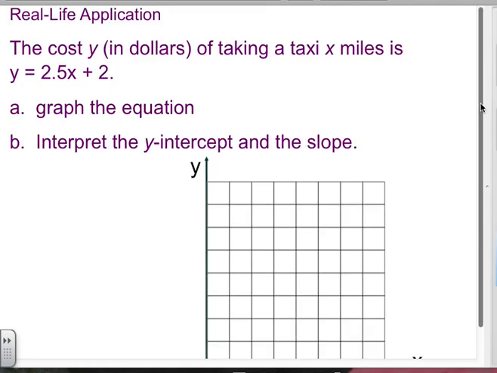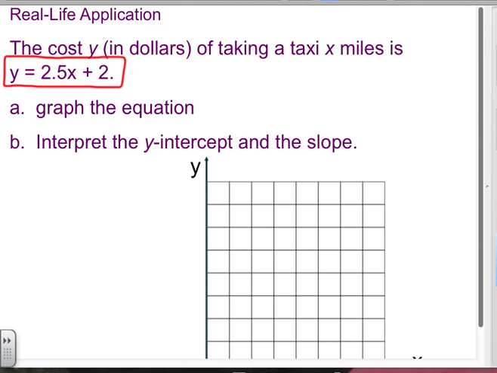Let's do another one. This is a real-life application. The cost y in dollars of taking a taxi x number of miles is represented by the equation y equals 2.5x plus 2. Let me talk briefly about what they're saying here. y is how much money you're going to spend total when you get in that taxi, and it's equal to 2.5 dollars times x, where x is how many miles you drive, plus 2. That plus 2 is like a flat fee. As soon as you get in that taxi cab, it's going to cost you $2.